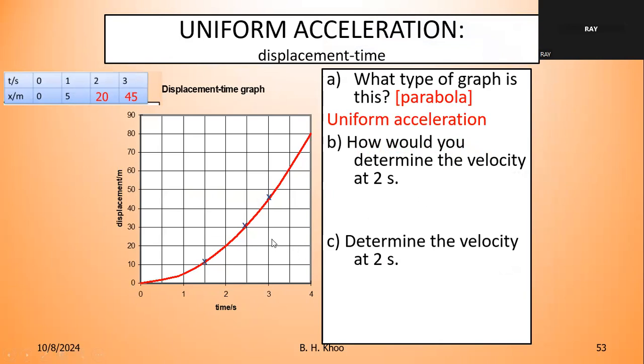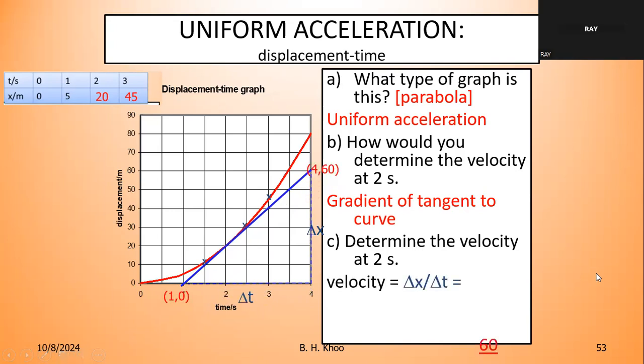Draw a tangent. Okay, good. Tangent to the curve. You are supposed to determine it just touching it, that's all. Roughly equal angle there, this angle and this angle roughly the same, that's all. So in this case, right? Delta x over delta t, 60 minus 0, 4 minus 1, is 20. Okay, any comment?